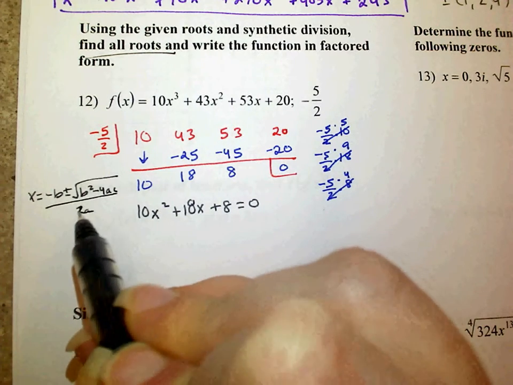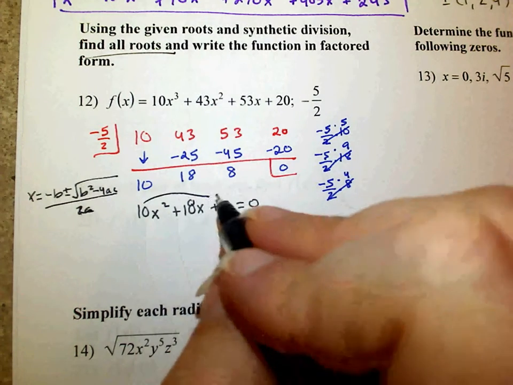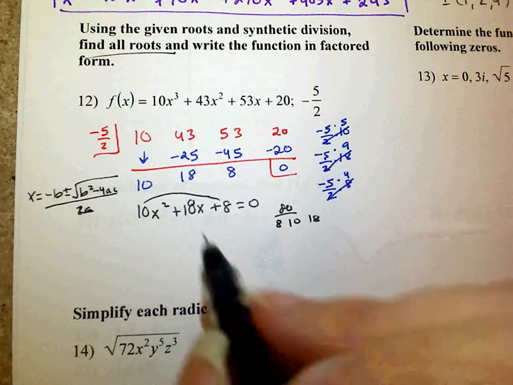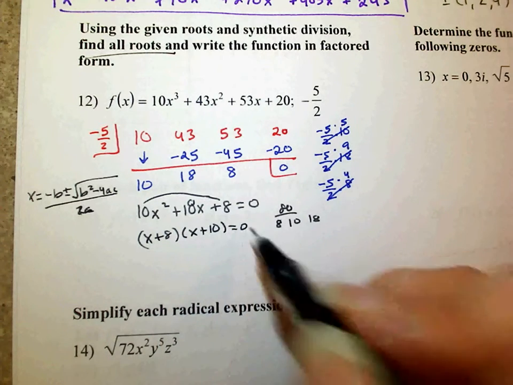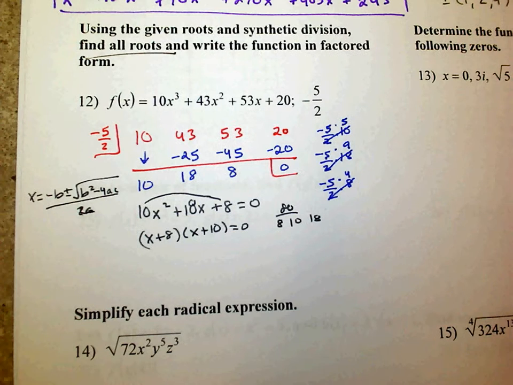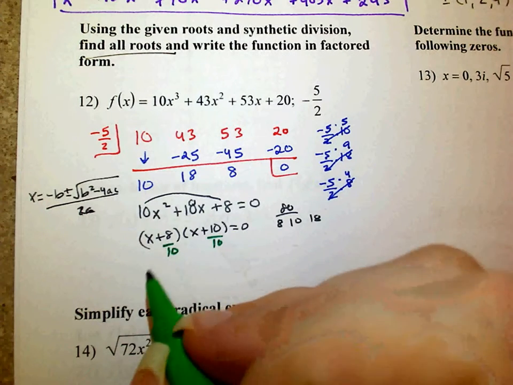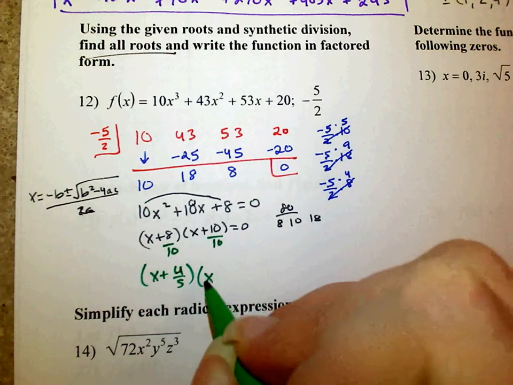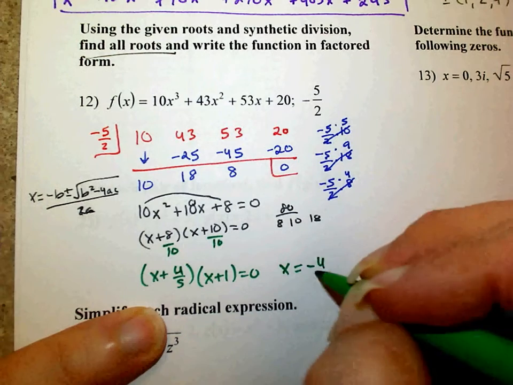10 times 8 is 80. The factors of 80 that add up to 18 are 8 and 10. So I've got x plus 8, x plus 10. But do not forget, because you multiplied by 10 in the beginning, right here, you have to divide by 10. So this simplifies to x plus 4 over 5, because they're both even, and x plus 1. So what does x equal? The opposite of positive 4/5, which is negative 4/5, and the opposite of positive 1, which is negative 1. And there you go.